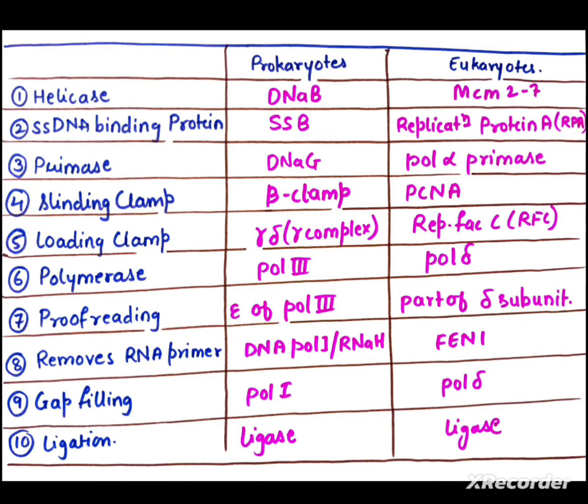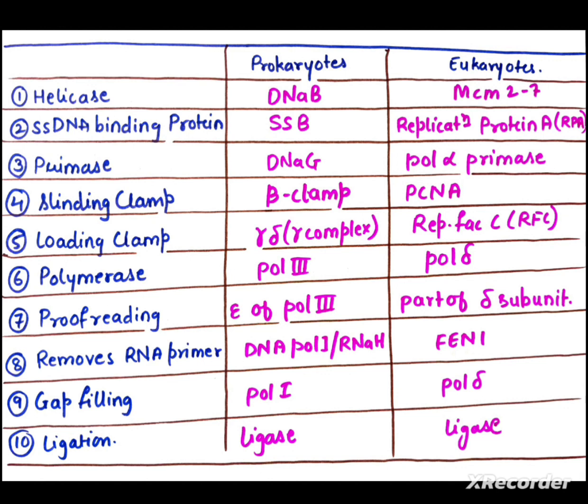In this lecture, I'll be talking about the points of difference, different types of polymerase and replication factors that are used in prokaryotes and eukaryotes. So, to start with, let's talk about helicases.